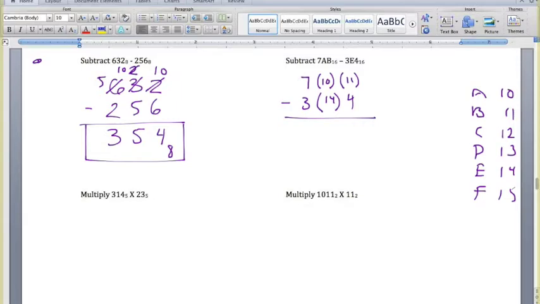So 11 minus 4 we can do, is 7. 10 minus 14 we cannot do. So we're going to borrow a group, so the 7 becomes a 6. And the group that we borrowed is whatever the base is, so 16. So we borrowed 16 to take into that next spot. So that 10 is now a 26.